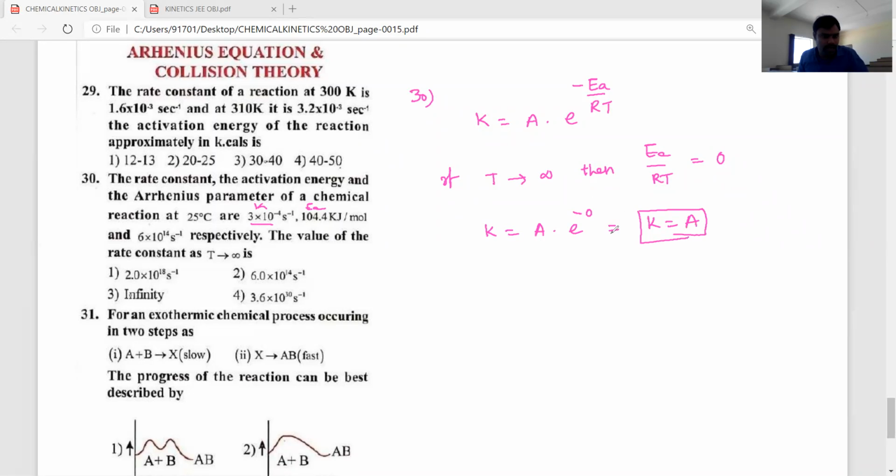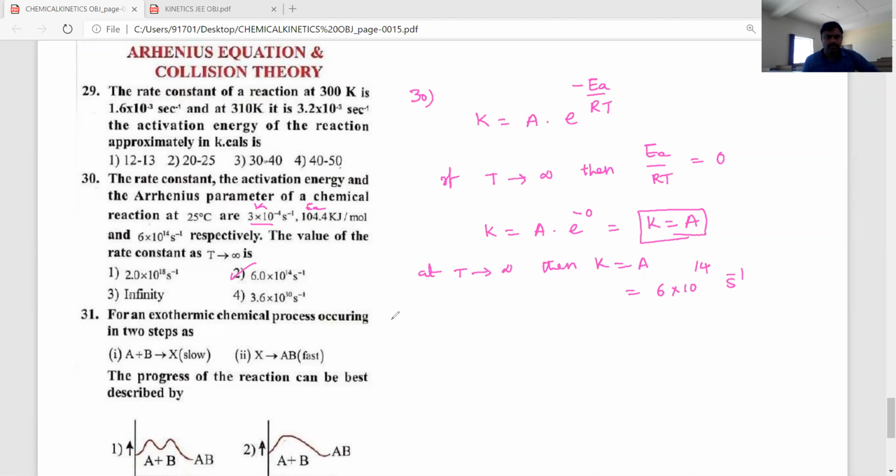So what they asked is the value of the rate constant at infinite temperature. At infinite temperature, at T equal to infinity, K is equal to A. What is the A value they gave? The Arrhenius factor is 6 into 10 to the power of 14 second inverse. So the answer is 6 into 10 to the power of 14 second inverse. The second option is correct.